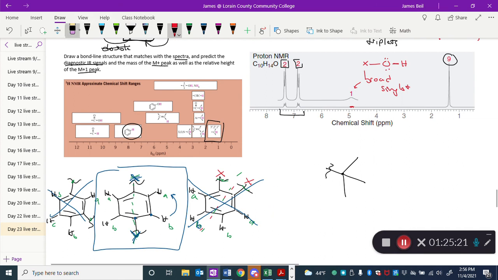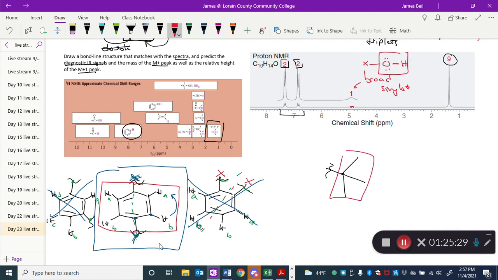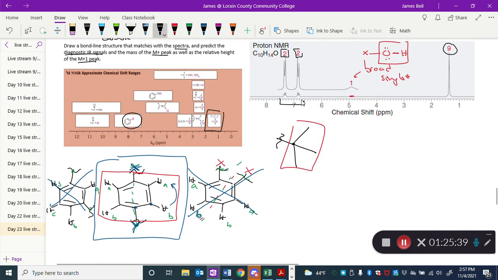So now I just have to put this together. I have an OH piece, I have a tert-butyl piece, and I have this aromatic ring piece. Once I have all the puzzle pieces, there's usually only a couple ways to fit things together. Let's move this out of the way. So this is probably the best structure I can draw from that proton NMR. I put a tert-butyl group on one end and an OH on the other end.